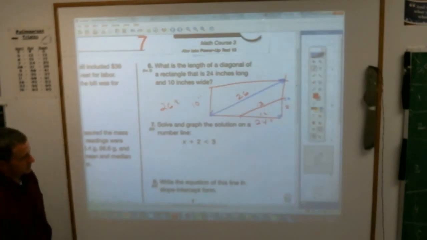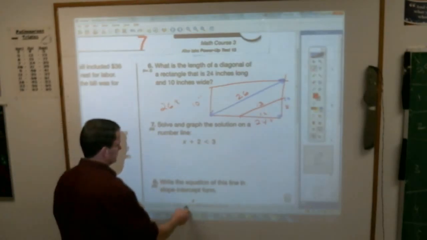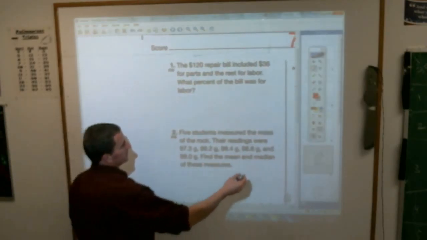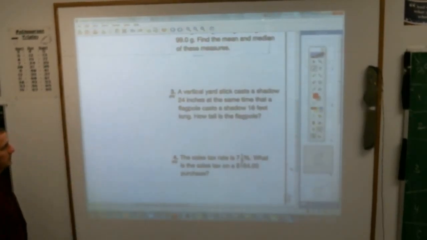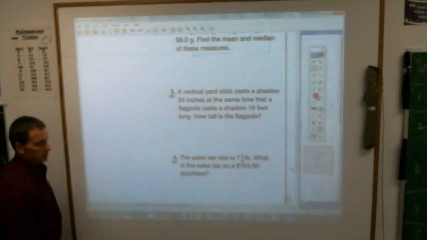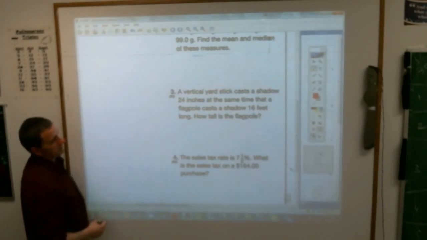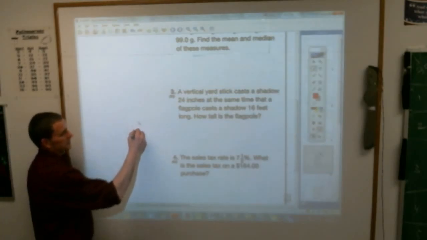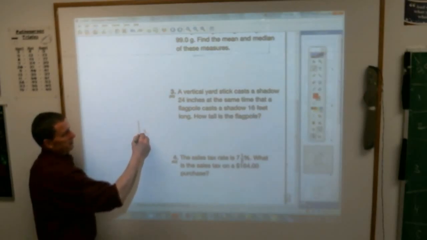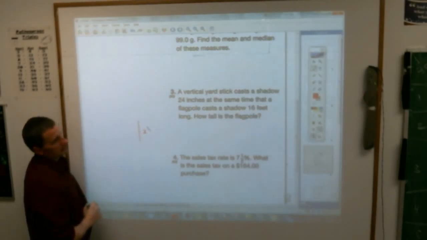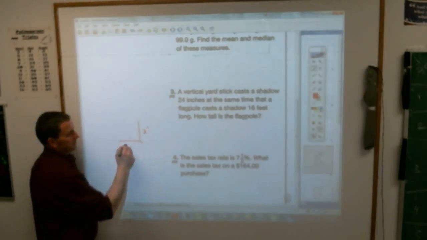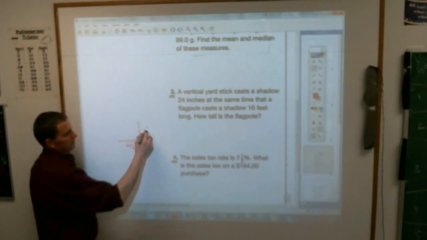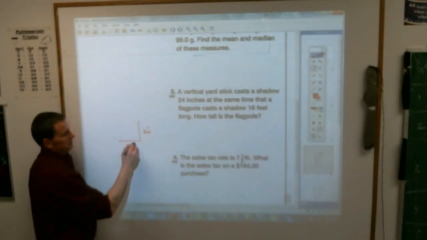Okay, I did number 3. Number three, kids. Did you sketch it out? Yeah. A yardstick, first of all, that tells you this. A yardstick is 3 feet long. Cast a shadow 24 inches long. We should probably make this 36 inches to be consistent.